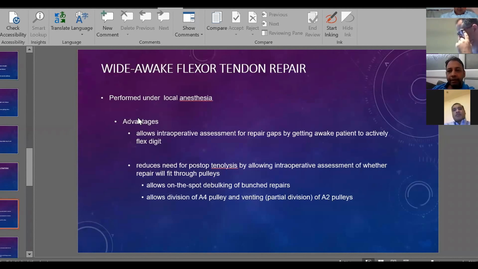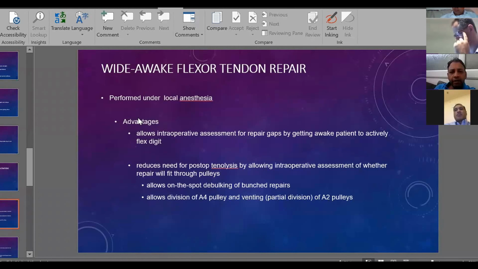And there is a new emerging technique, especially in the hand surgery departments, to do the repair under local anesthesia in an awake patient, so that you can assess the strength of your repair, and you can check is there any triggering of the fingers.